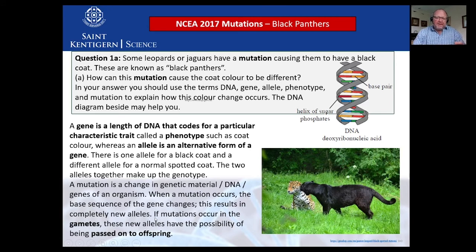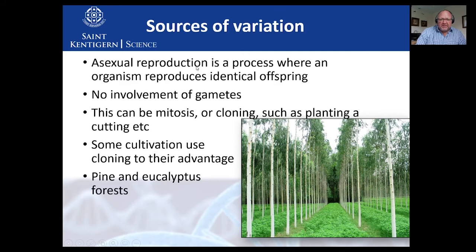But the mutation has to occur in the gamete before it can be passed on to the offspring. And that gamete carrying the mutation needs to be fertilized. Otherwise, it is called a somatic mutation, and that is not passed on. Okay, and some sources of variation.